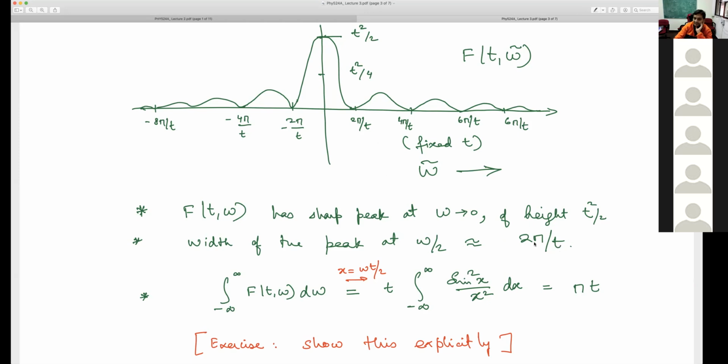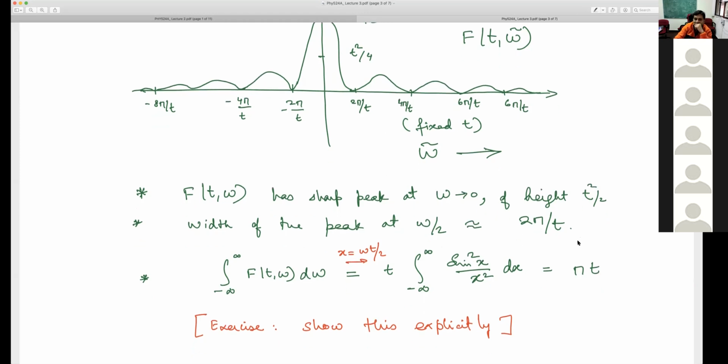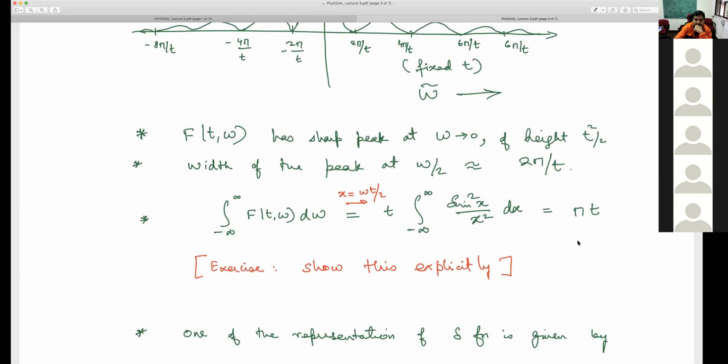So this you can show explicitly. I have written approximately just from this diagram, but you can show that this is not exactly correct. So the width of the peak at omega equal to 0 will be 2 pi by t. That is another thing.